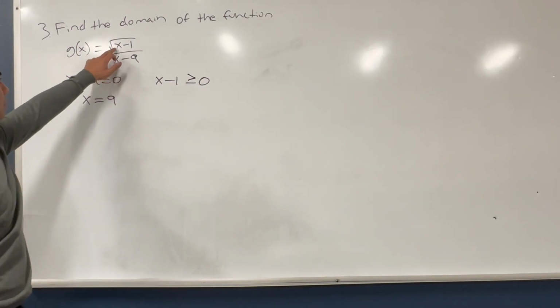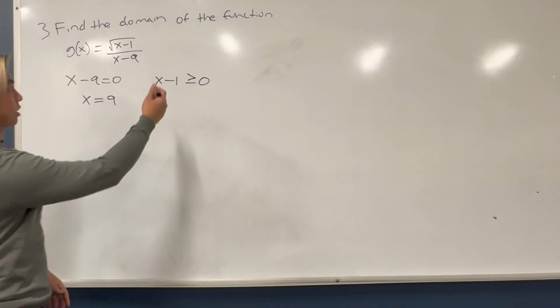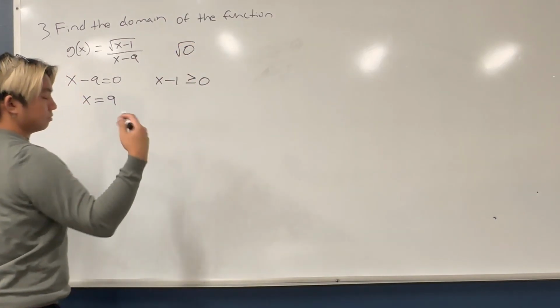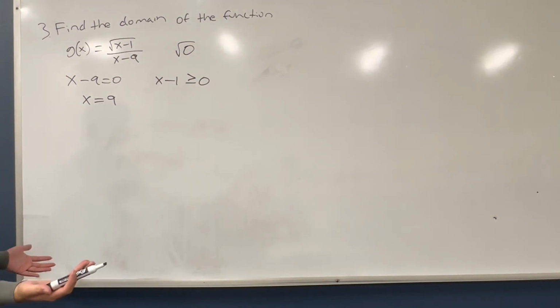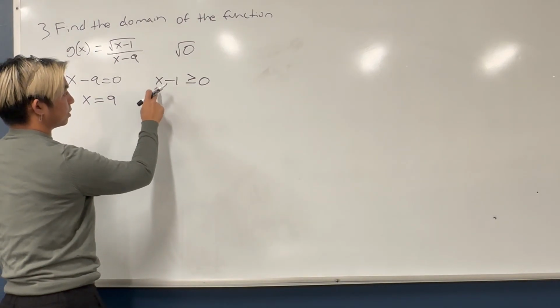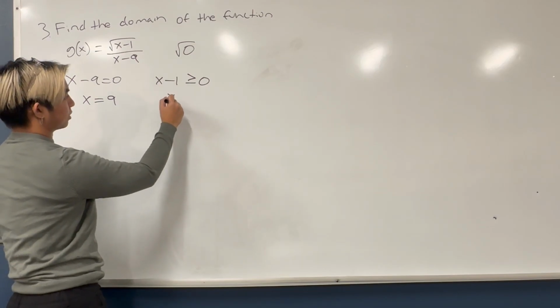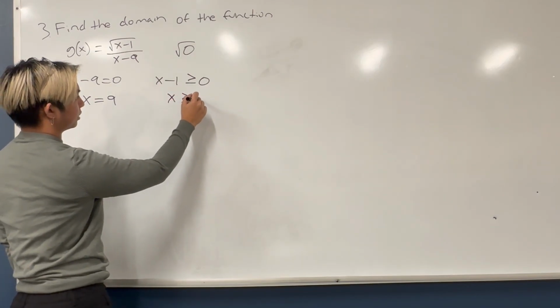Because if we have a 0 on the inside here, what do we get? The square root of 0 is just 0. So we just solve this. We have x minus 1 on this side. How do we isolate the x? Just add 1. So x is greater than or equal to 1.